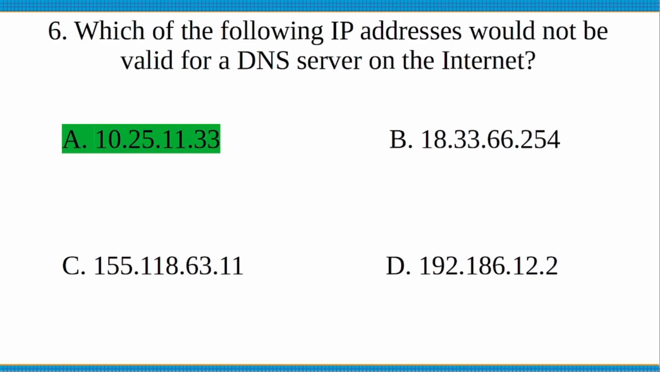So the answer here is A. 10.25.11.33. So DNS servers resolve host names to IP addresses. On the internet, a DNS server needs to have a public IP address. The address 10.25.11.33 is a private IP address space, so that address will not be valid for a DNS server on the internet.